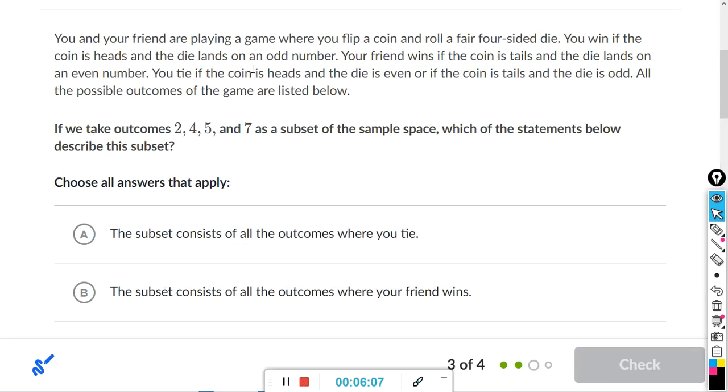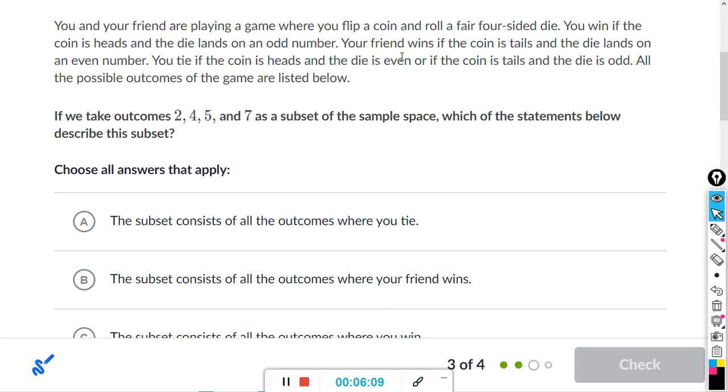All right, you and your friend are playing a game where you flip a coin and roll a fair 4-sided die. You win if the coin is heads and the die lands on an odd number. Your friend wins if it's tails and the die lands on an even. Tie if it's heads and even, or tails and odd. All right, let's take notes on that.